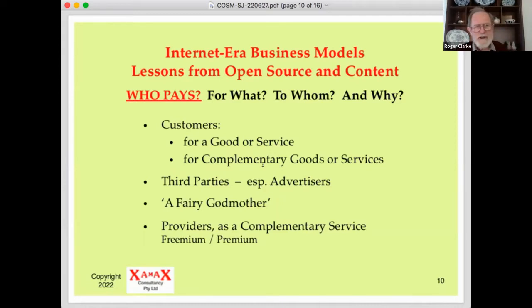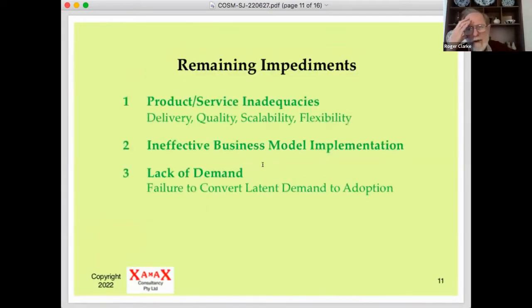So having kicked through those sorts of things, what are the remaining impediments that we haven't talked about? Well, we've got product and service inadequacies where designers haven't done a good enough job, or where the market has moved around them, or the infrastructure that they've depended on has moved beneath them. And these sorts of qualities of delivery and so forth have not been satisfied. There's some of that. That's business. That's life. Ineffective business model implementation, ineffective ability to move on from one phase to another phase. Yes, that's a business challenge.